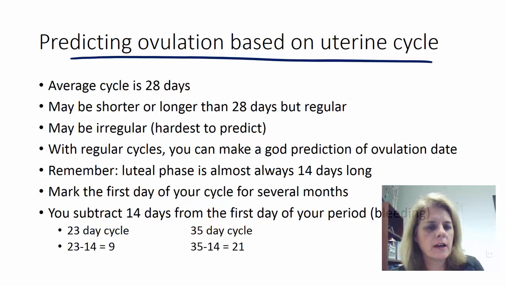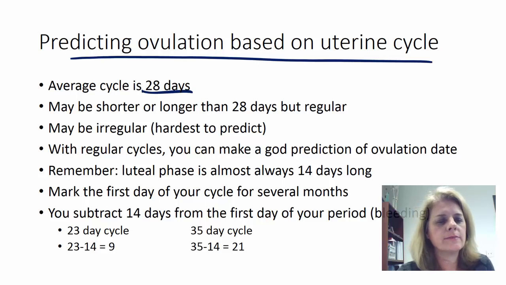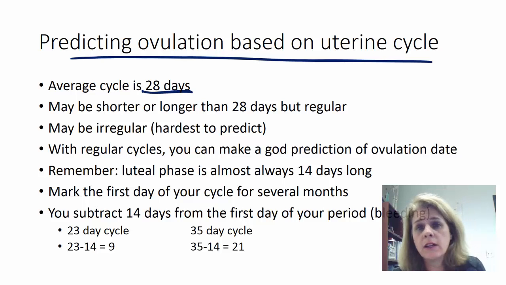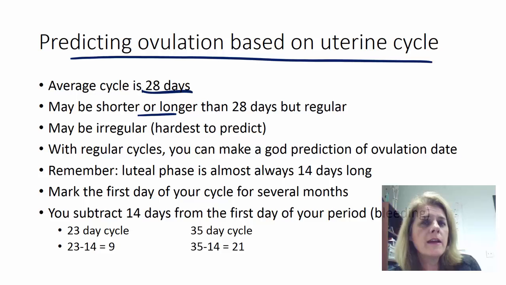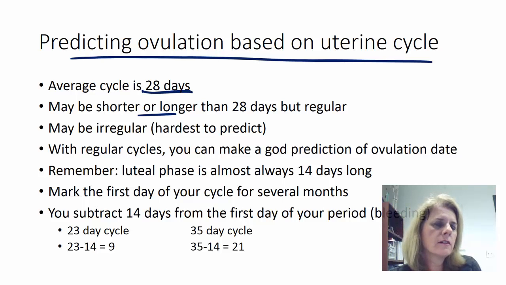So an average cycle is 28 days. But it can be shorter, it can be longer. So you may have a 23-day cycle, you may have a 35-day cycle, but you're probably ovulating if it's regular. Even if it's a 23-day cycle or a 35-day cycle, as long as it's every 23 or 24 days and every 35 or 36, you're probably ovulating. You just have either a short or long cycle.